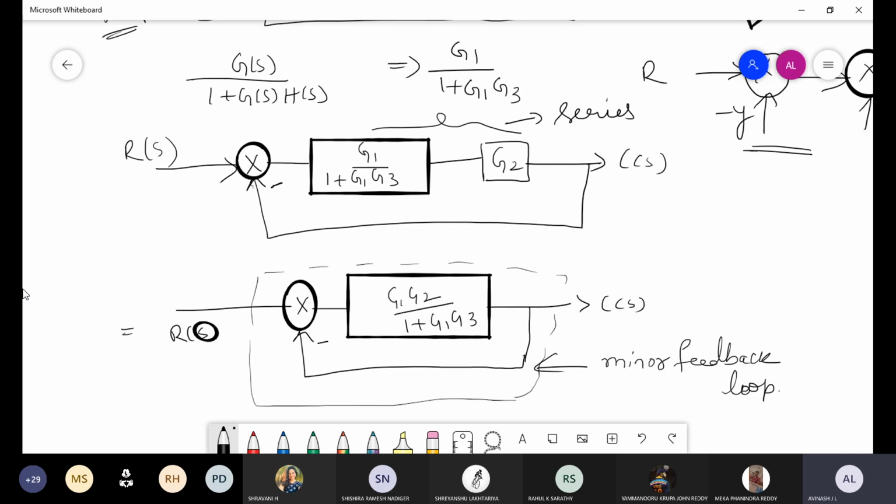This will become a minor feedback loop. So now once this becomes a minor feedback loop, you can reduce this one by using the same formula like above.